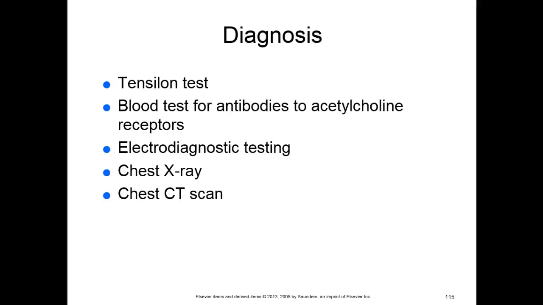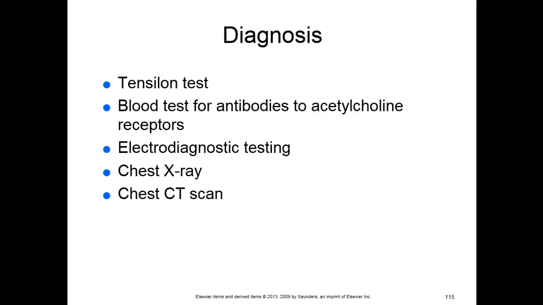The diagnosis is based mostly on history and physical exam. A tensilon test may be ordered to confirm the diagnosis. In this case, 2 divided injections of tensilon are administered. A marked increase in muscle strength is noted within 1 minute of the second injection if the patient has myasthenia gravis.